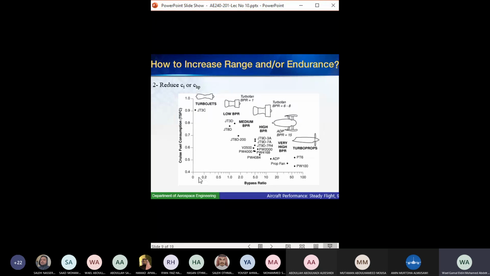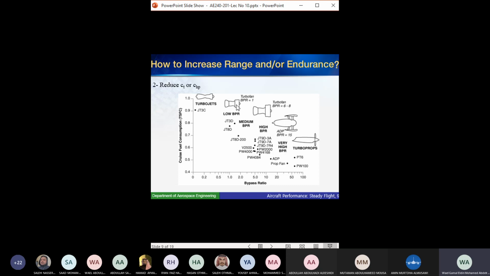So for a turbojet, the specific fuel consumption is about 0.9. That means for every pound of thrust, you need to burn 0.9 pound of fuel every hour. The unit here is per hour. So if the engine has a thrust of, let's say, 10,000 pounds, you need to burn 9,000 pounds of fuel every hour. Okay, so that's what it means.